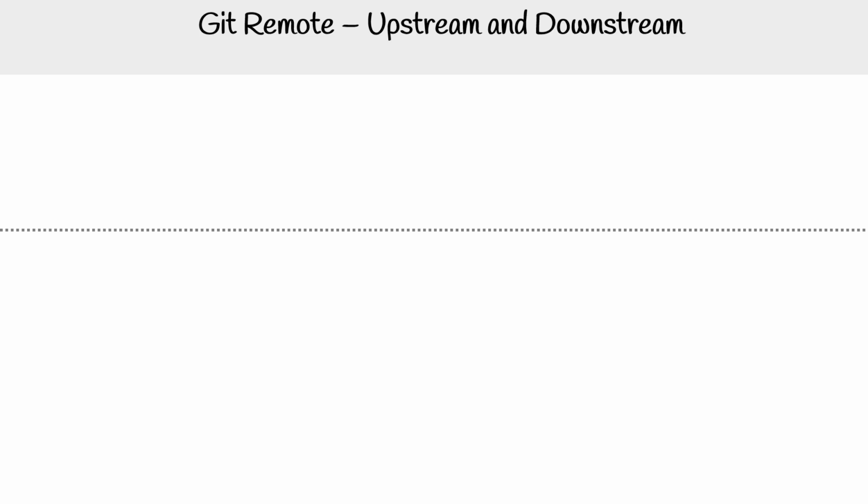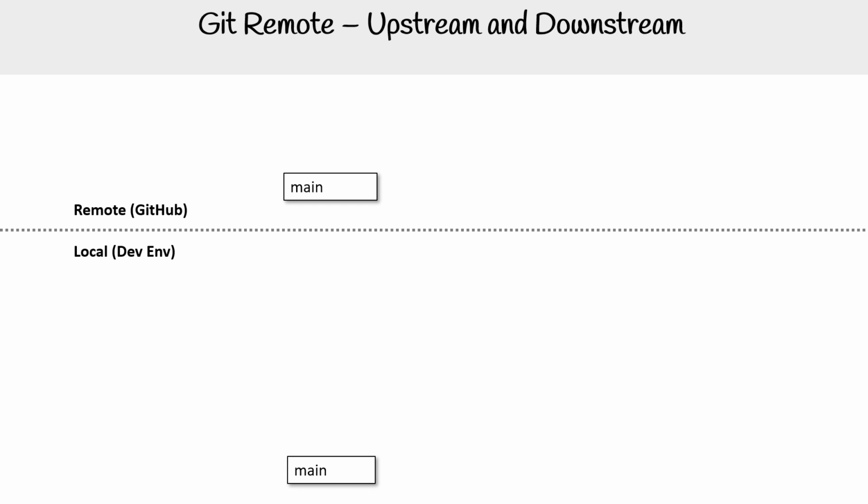All right, let's talk about the concepts of upstream and downstream. So imagine we have GitHub, who is hosting our remote repository, and then we have our local developer environment or cloud developer environment. This is local, basically, where we are doing our work. And so they both have a main repo because we know that Git is decentralized, so we can have repos in more than one place.